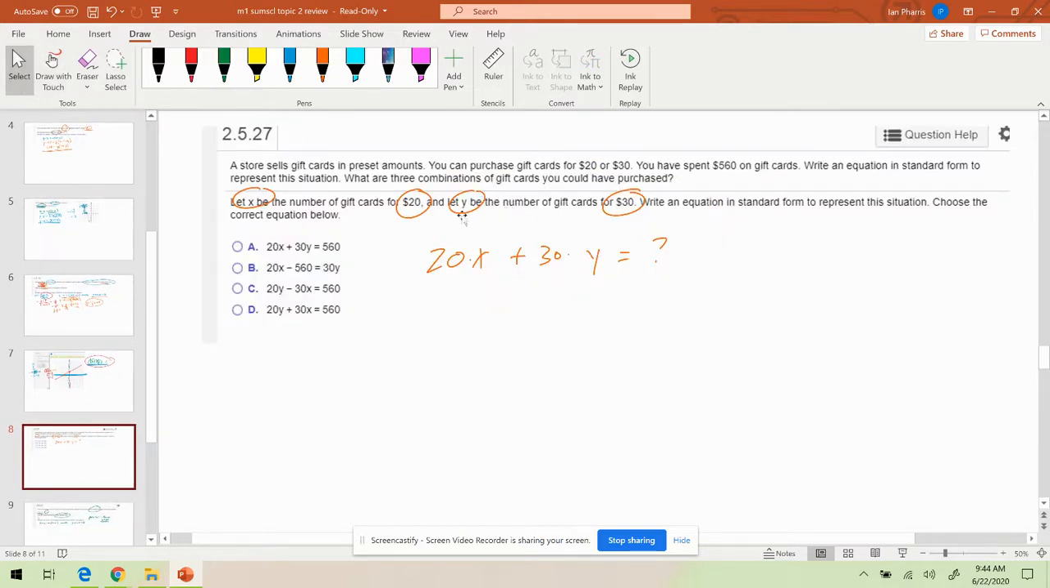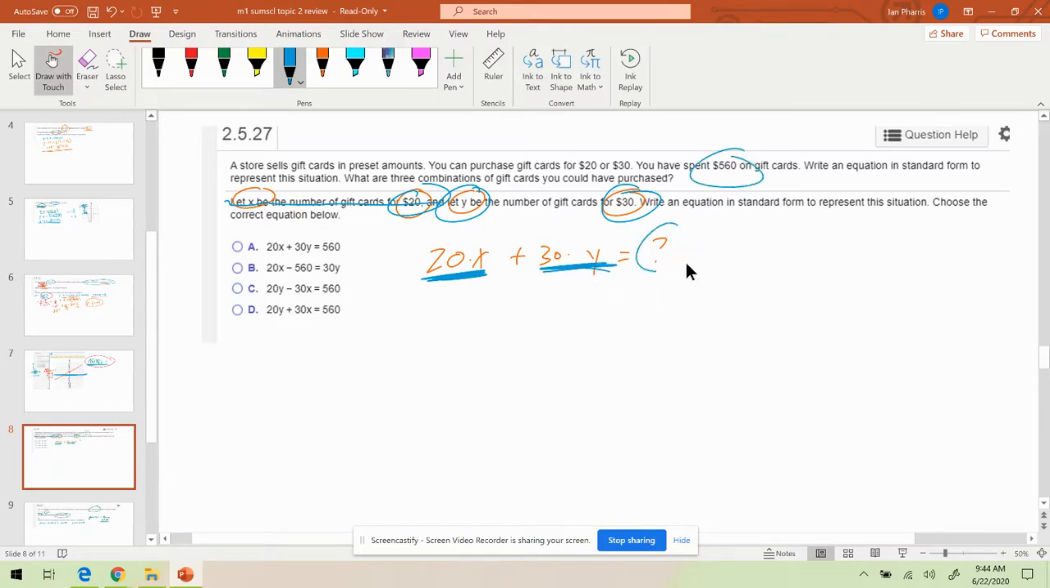Let's see, a real life situation, they're trying to get you to model an equation. Bunch of words here, and it defines some of it for you. You might have to do this on the test, define your own variable and what it means. So X is the number of $20 gift cards, so the price I spent is 20 times X. Y is the number of $30 gift cards, so the price I spent is 30 times Y. And I spent $560, so that's going to go right there. I think after that quick explanation, you guys should be able to pick out that answer.